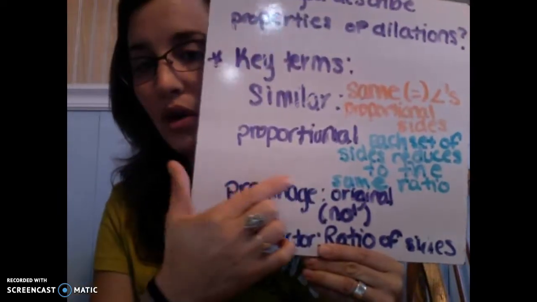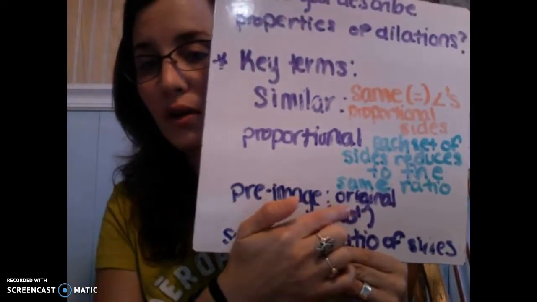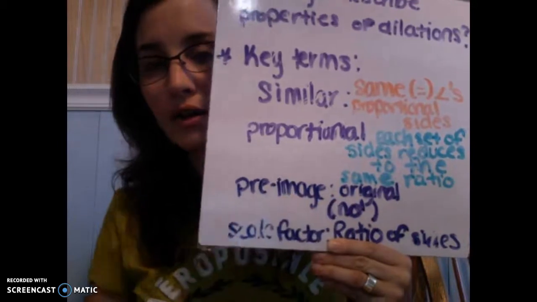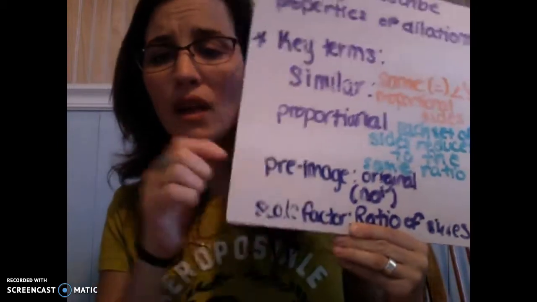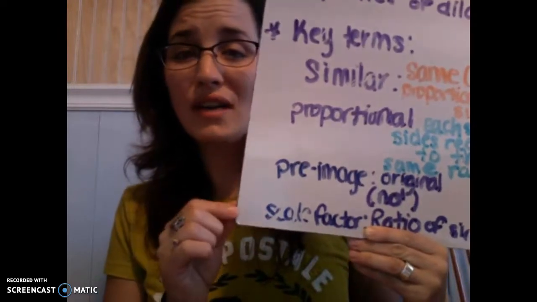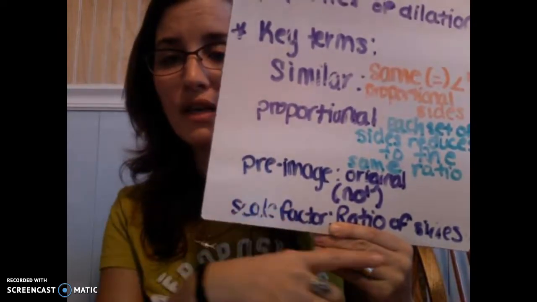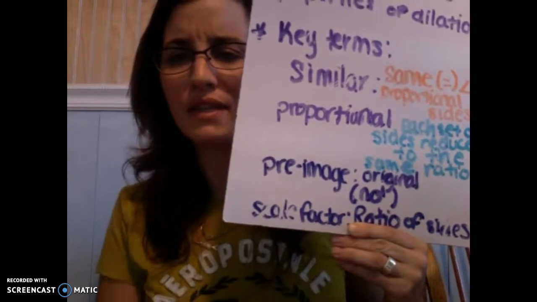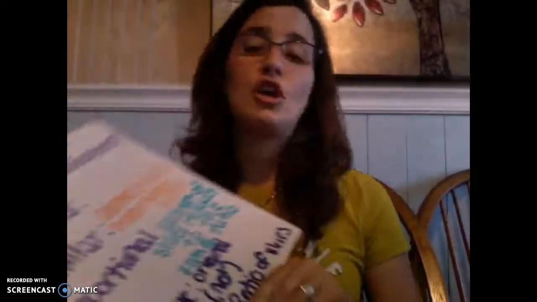Pre-image, like I said before, doesn't have that little accent mark there. And last but not least, scale factor. When I ask you for the scale factor, I'm asking you for the ratio of the sides. So it looks like part of the word got erased there. But I'm looking for the ratio of the sides. So the ratio of the side lengths, all right?